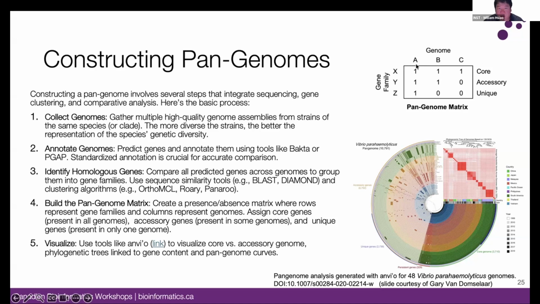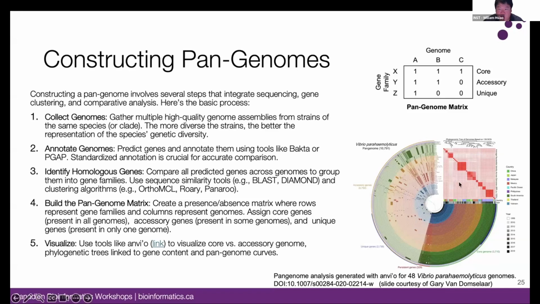So essentially, this is saying that gene X is found in all these genomes, so it's considered the core, right? And ones that are partially found are accessory, and ones that are only found in one genome would be considered unique. Okay, and now you have the pangenome matrix, then you can create a visualization that shows you the presence or absence of these genes across all the genomes.